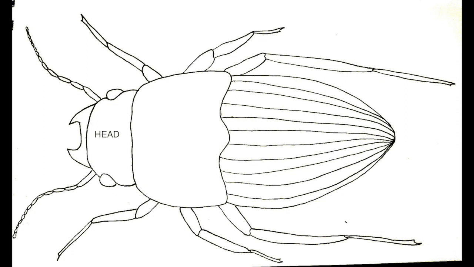The next main body part in an insect is called the thorax. Can you say thorax? That's the part that goes in the middle of the insect. And then finally, the third big part of an insect is called the abdomen, which is another word we use sometimes for our tummies. So you can pat your tummy and say abdomen.